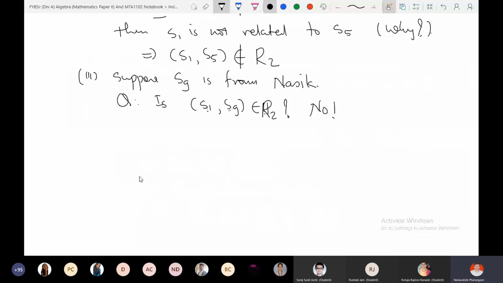Does somebody want to ask any doubt? So in the bracket you have written X cross X. What does that mean? Can you explain? Which bracket? This one. Which bracket? Above.